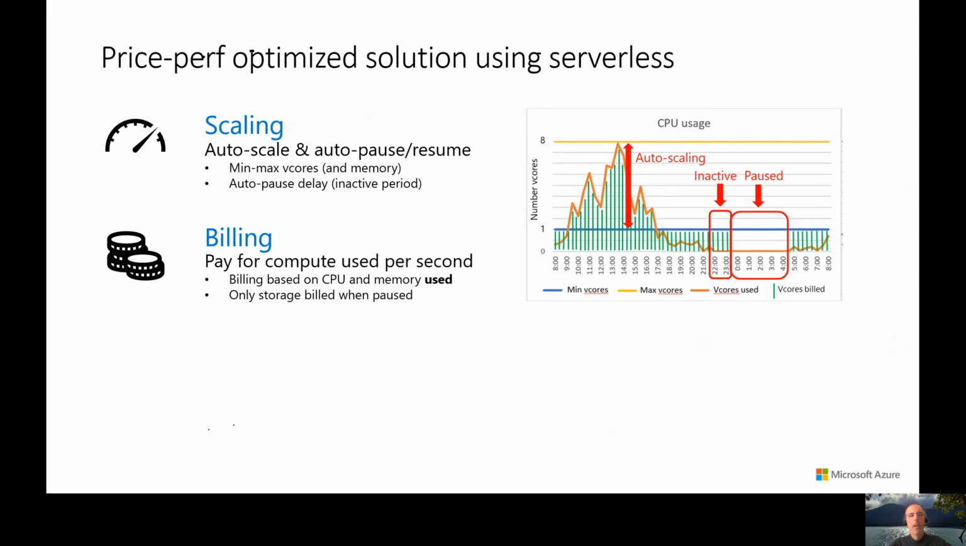Now, in terms of billing, serverless only charges for the amount of compute used on a per second basis, both in terms of CPU and memory consumption. Now, this is to be contrasted, say, with the provisioned compute tier, where the cost is based on the amount of compute that's allocated, independent of how it's actually used, and billed on an hourly basis. Also in serverless, if the database is paused because we've terminated the underlying compute, the only cost that remains is the cost for storage on disk.